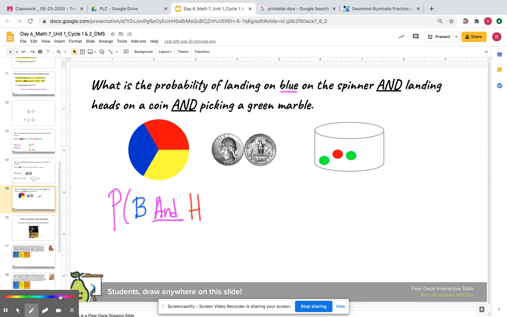So I'm going to use purple on that one and write the big word and, because that represents some type of operation. And I told you that operation is multiplication. So we're finding the green marble at the end, G for green. So let me write the green. And then let me go back to purple and let me encase that. So we're finding the probability of blue and heads and green marble. So based off that, we're gonna have three fractions. We're gonna have a probability fraction for the blue.